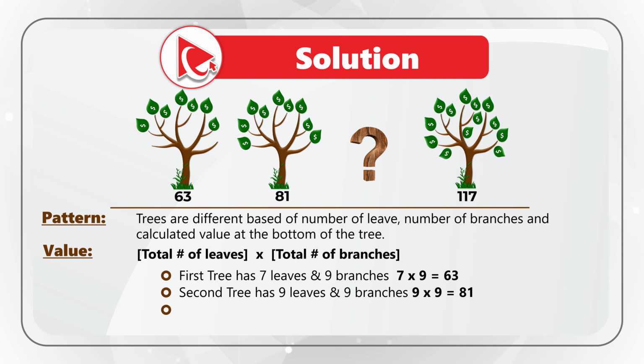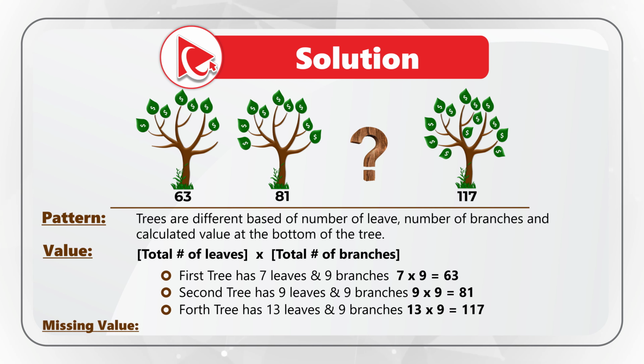Third tree is missing, but the fourth tree has 13 leaves and 9 branches, and 13 multiplied by 9 equals 117. So to calculate the missing value on the third tree, you need to multiply 11 leaves by 9 branches, and 11 multiplied by 9 equals 99.